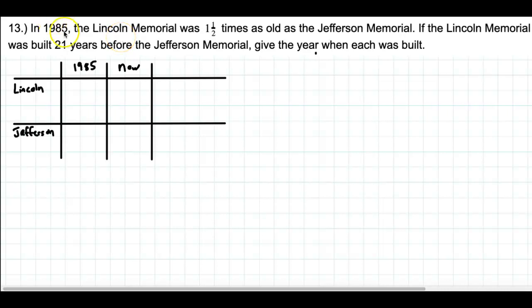All right. Lincoln Memorial and Jefferson Memorial. So these are pretty old, I guess, kind of. I wonder if anybody in my classes has been there. So let's see. I'm in 1985, which I was around back then.